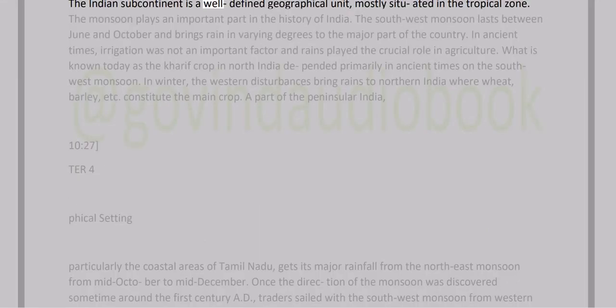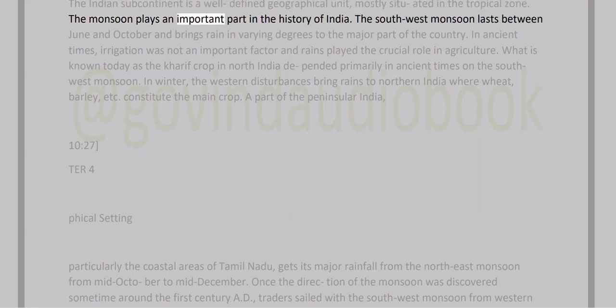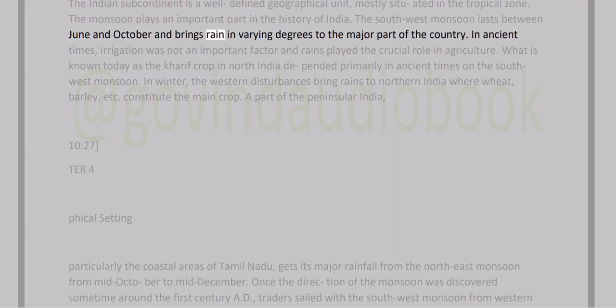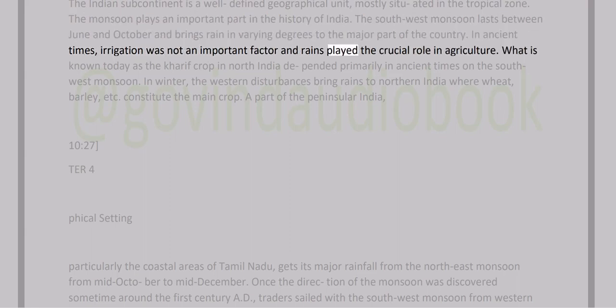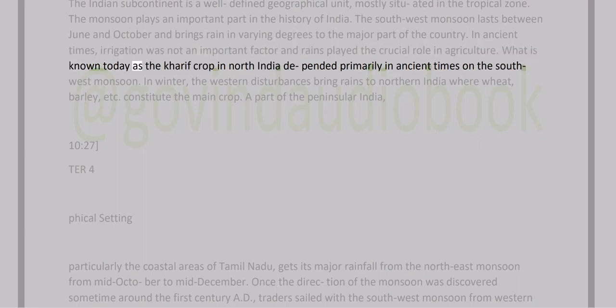The Indian subcontinent is a well-defined geographical unit, mostly situated in the tropical zone. The monsoon plays an important part in the history of India. The southwest monsoon lasts between June and October and brings rain in varying degrees to the major part of the country. In ancient times, irrigation was not an important factor, and rains played the crucial role in agriculture. What is known today as the kharif crop in North India depended primarily in ancient times on the southwest monsoon.